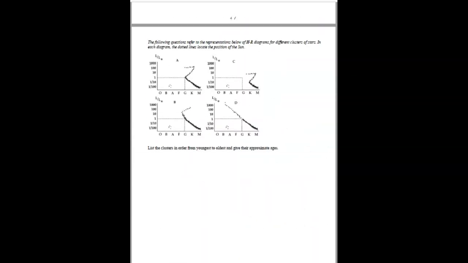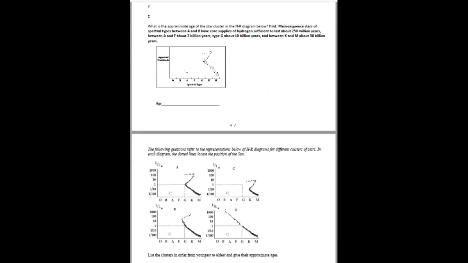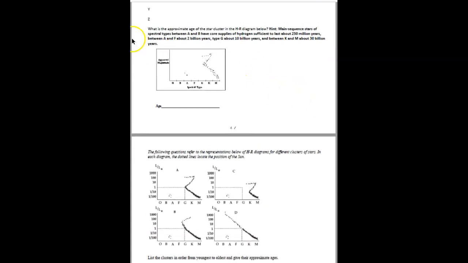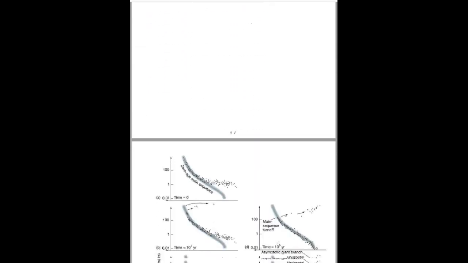I'm going to pop back up here. Up here, it gives us the spectral classes. It says A and B have core supplies for about 250 million years, F 2 billion years, type G 10 billion years, K and M 30 billion and plus years. We really don't know what a 30 billion year old star cluster looks like because we don't have one yet.